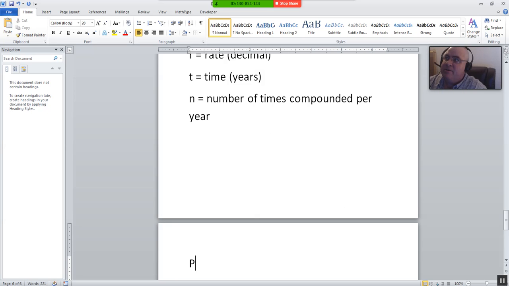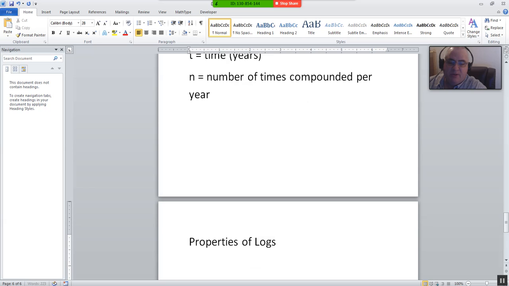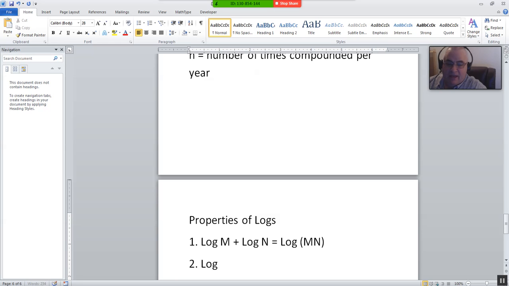We got 3 big ones. There's minor properties, but there's 3 big properties. We got log of something plus log of something. Addition becomes multiplication. If you have log of something minus log of something, subtraction becomes division.